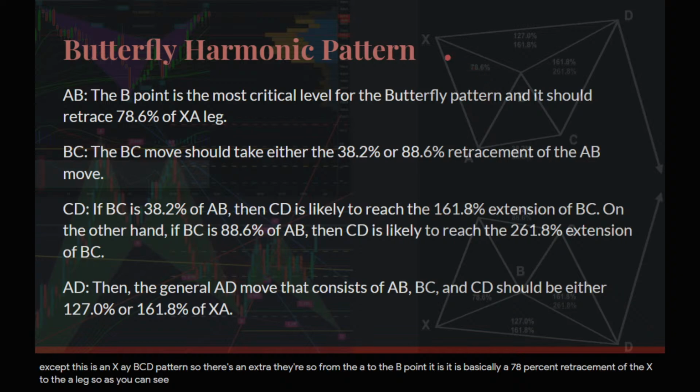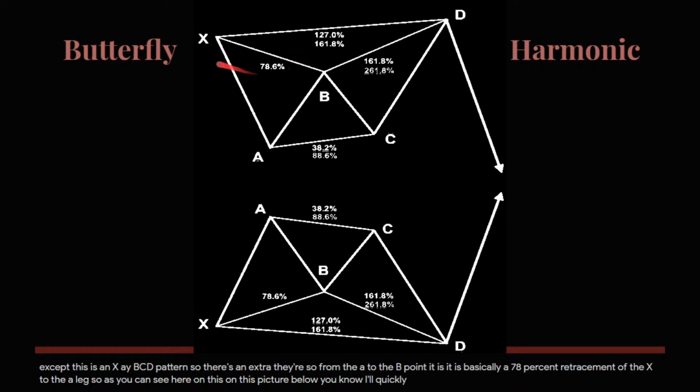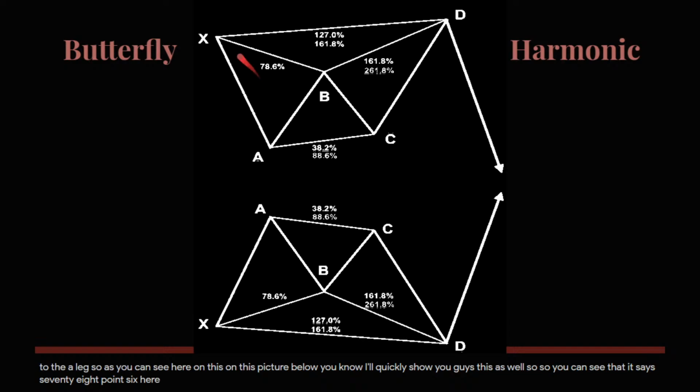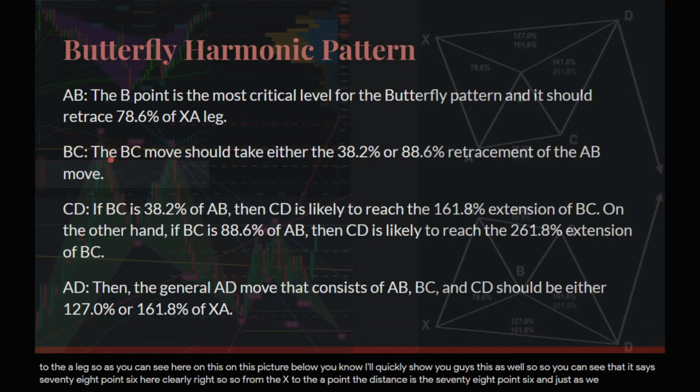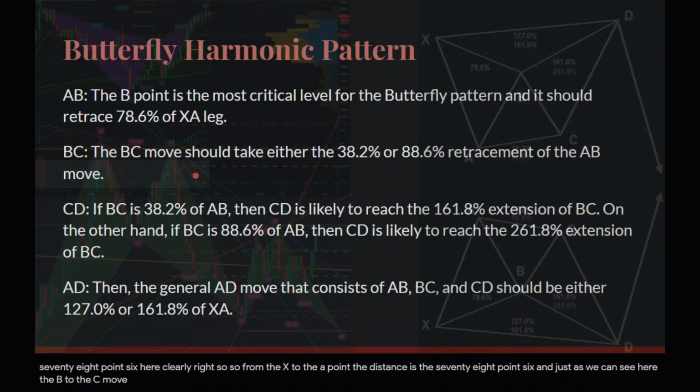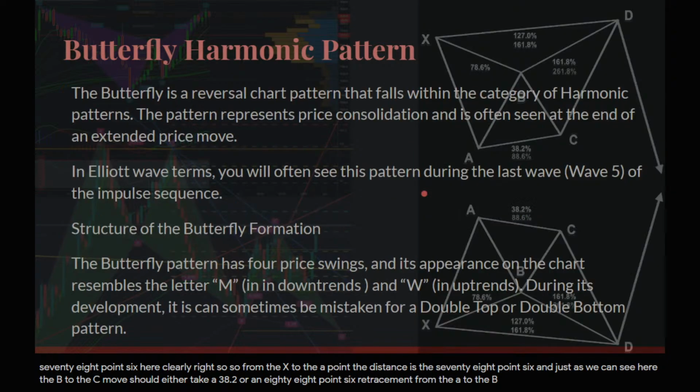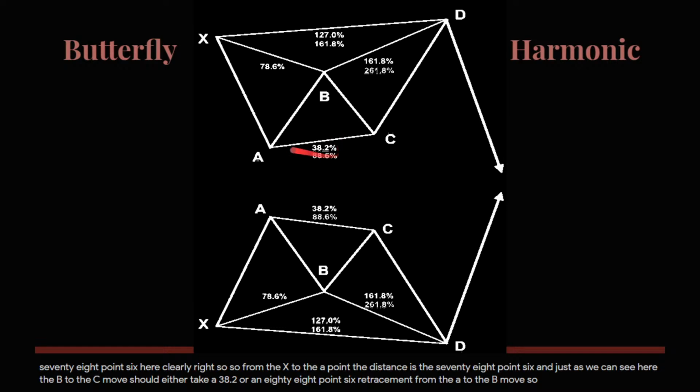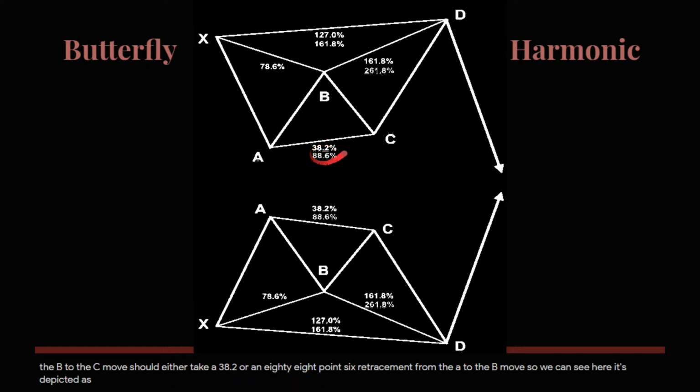So as you can see here on this picture below, here I'll quickly show you guys this as well. You can see that it says 78.6 here clearly, right? So from the X to the A point, the distance is the 78.6. And just as we can see here, the B to the C move should either take a 38.2 or an 88.6 retracement from the A to the B move. So we can see here it's depicted as 38.2 or an 88.6.